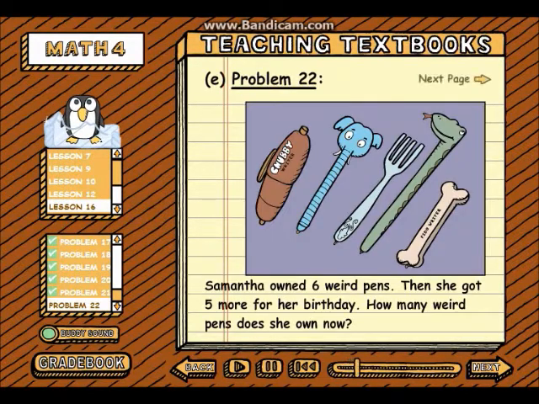Here, you're supposed to find the answer to this word problem. Samantha owned 6 weird pens. Then she got 5 more for her birthday. How many weird pens does she own now?